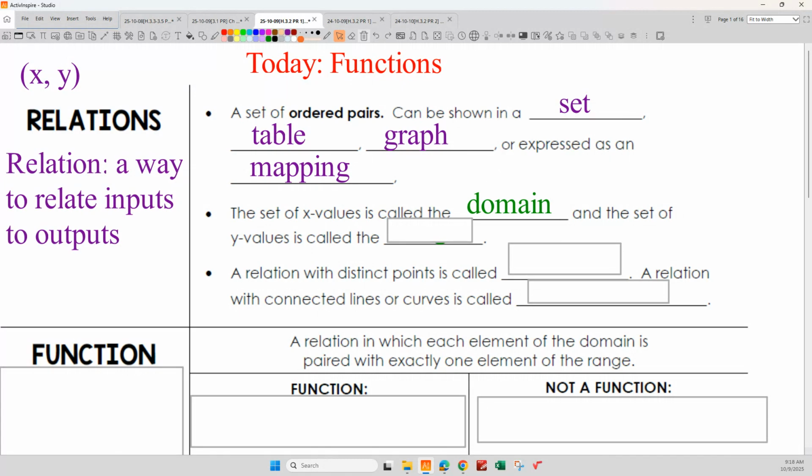Oh, so now you're going to know this other one too. The set of all the output values is what? Range. There you go. Good.